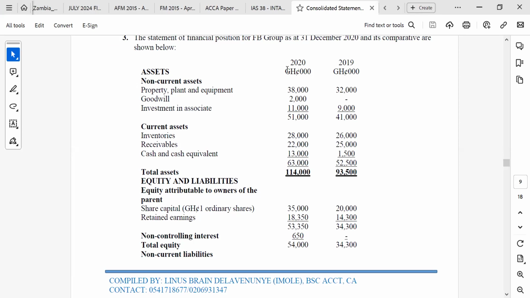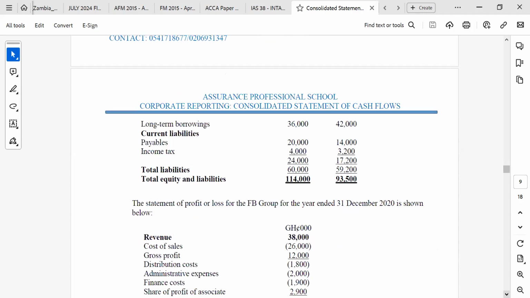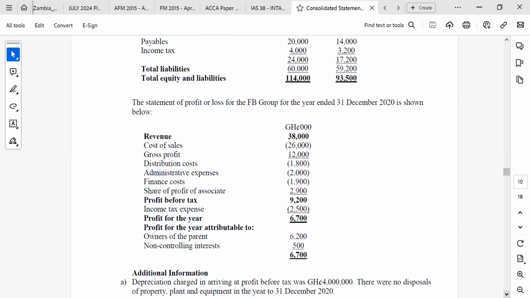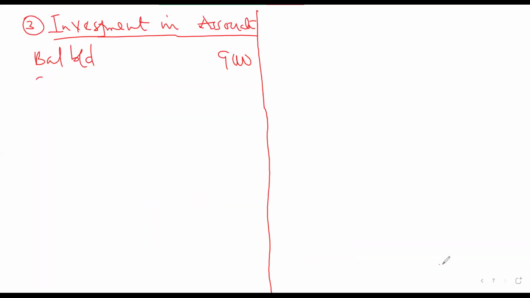So you go to your share of associate profits. What is the share of the associate profits? 2,900. So what will be the impact of the share of associate profits on our investment in associate? Increase or decrease? Decrease? To decrease it. Decrease or increase?